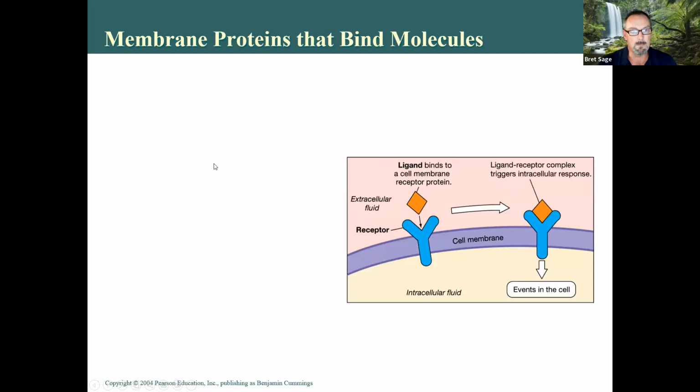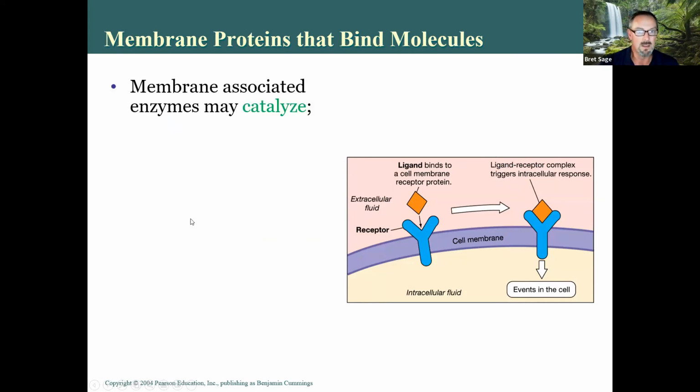Okay, membrane proteins that bind with molecules. What we're looking at here is a receptor, often made out of protein, and the ligand binds to it. A good example of that would be a hormone binding to a receptor, causing an event in the cell. So this is a ligand-receptor complex that triggers an event in the cell, often a hormone.